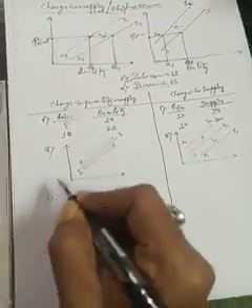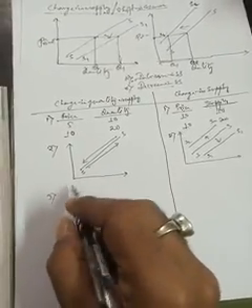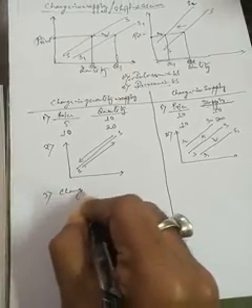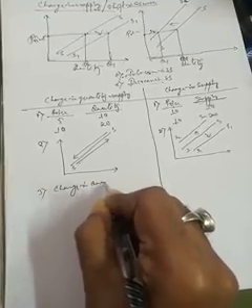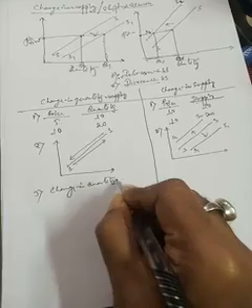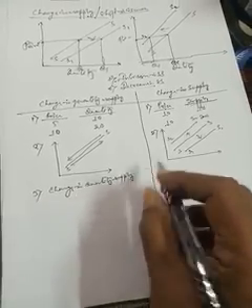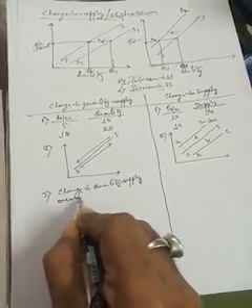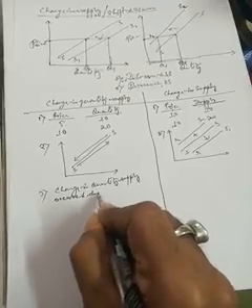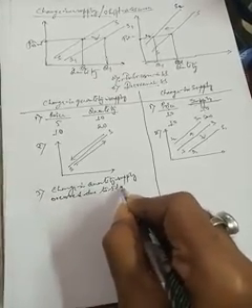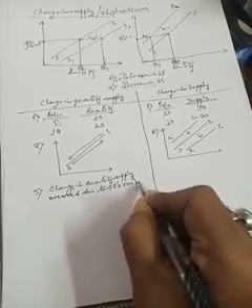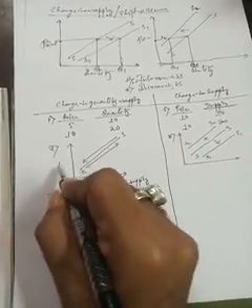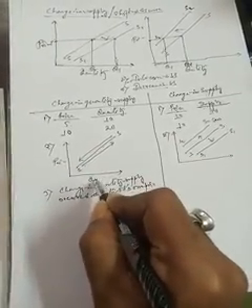Third point, we can write. Change in quantity supplied happens or occurs due to its own price. Movement along the supply curve can happen due to its own price, because we take price and quantity.